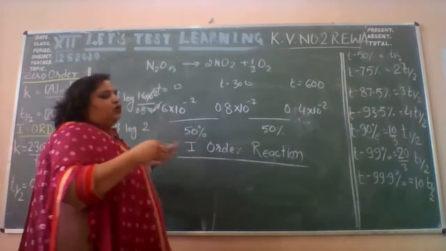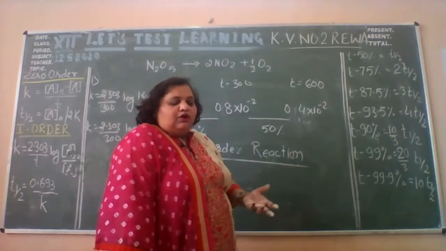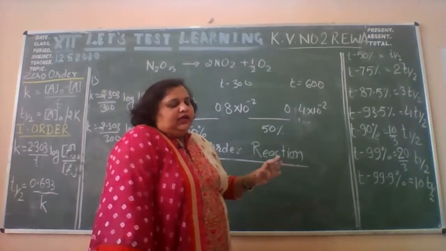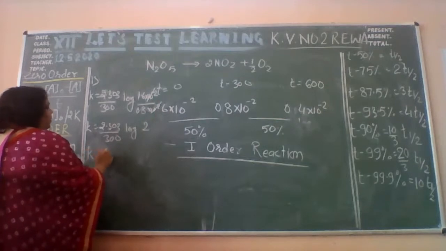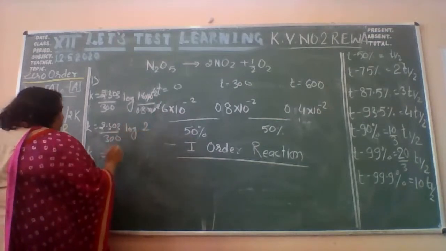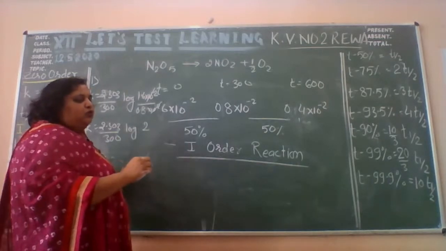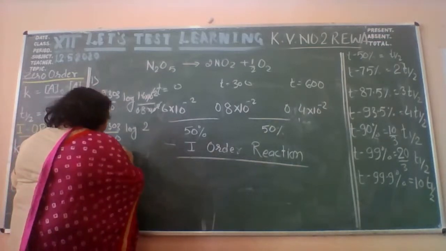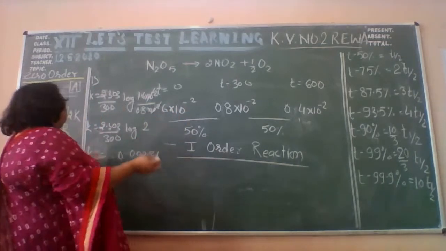And its value, log 2 value, I always remember, it is 0.3010. You need not recite it. I'm just going to calculate it. Its value is going to come about to 0.00231. You have the calculator, you can use it.